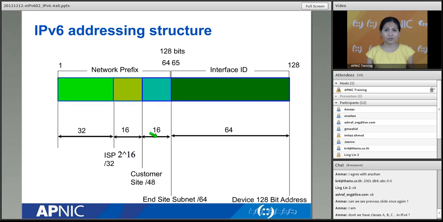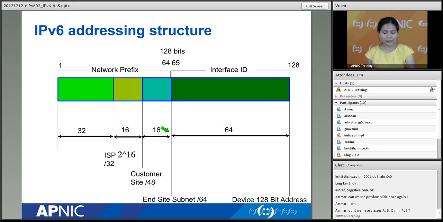The answer is no. There is no such thing as classes anymore. Even with IPv4, we are not using classful addressing. Okay, when you say class A, B, and C, that is classful addressing. We have stopped using classful addressing, I think, since 1995 or 1994. Okay, so up to now with IPv6, we're not doing that as well. Okay, so that's about it.